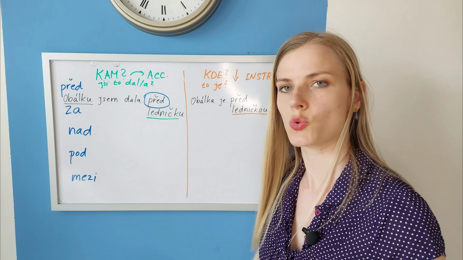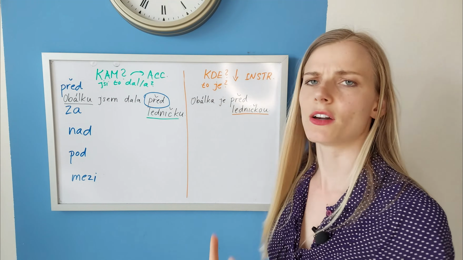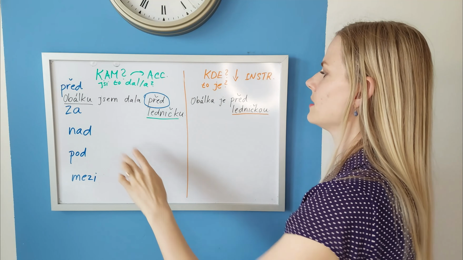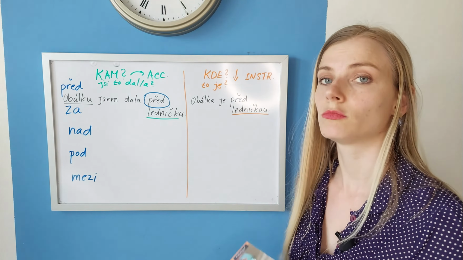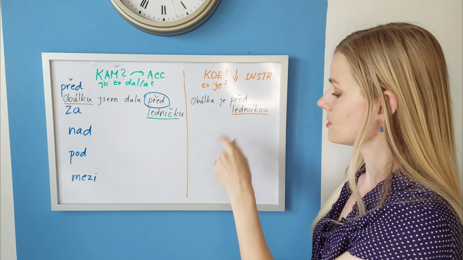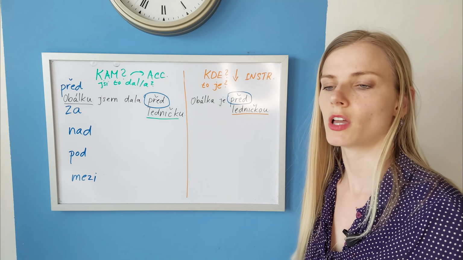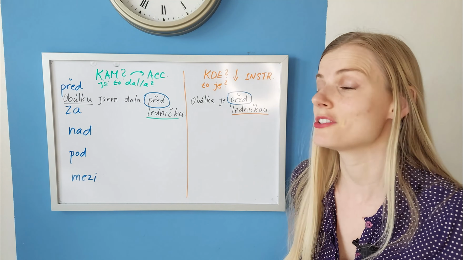Nad ledničku. A kde je ta obálka? Obálka je nad ledničkou. Pod, remember that was under. I want to hide it under the fridge.